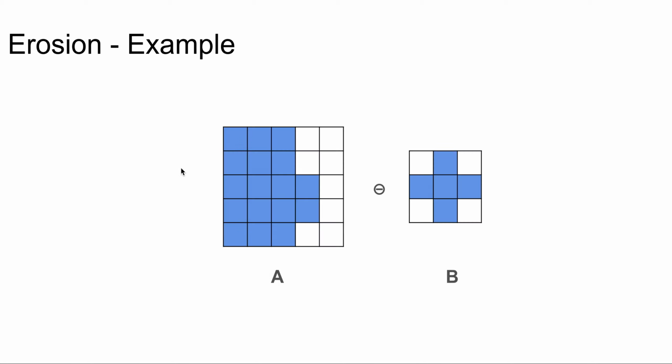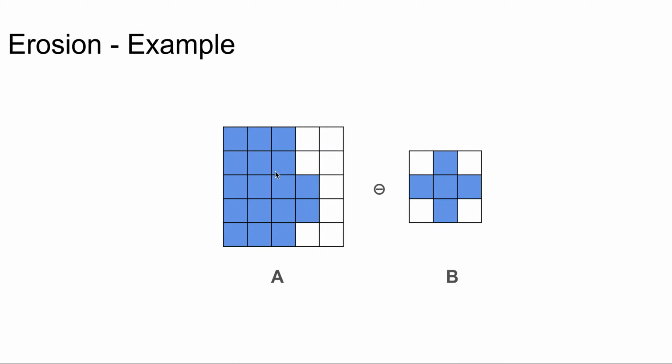Now we will look at one example to see what will happen if I do the erosion operation of this set or this object. Whenever I say object, you have to understand that I am referring to the pixels with a color in it. So the blue shaded pixels are my object. Then I am eroding that using a structuring element of this shape, a plus sign.